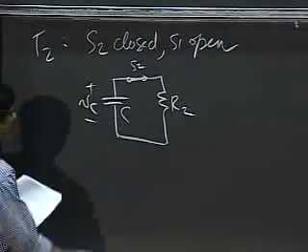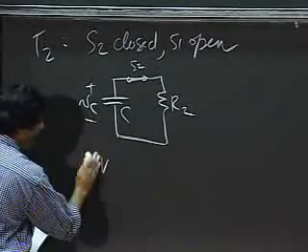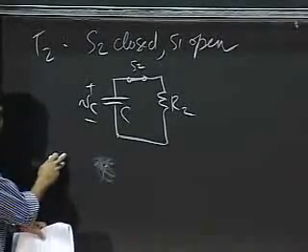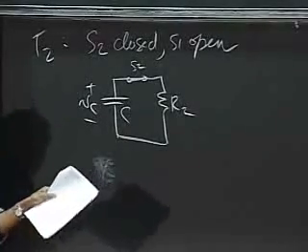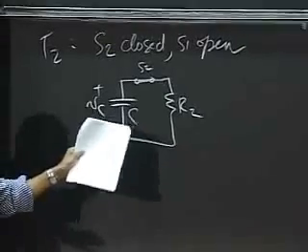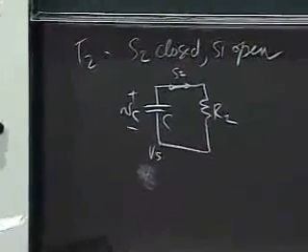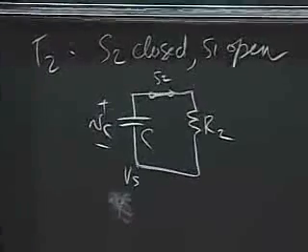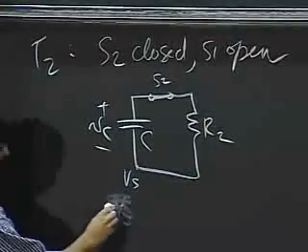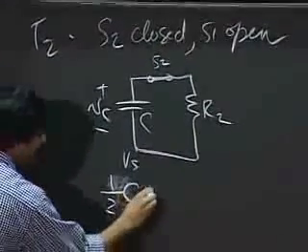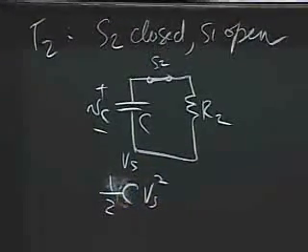So what's the initial condition on this? What is the value of VC initially? Remember, I allowed this capacitor to charge up fully, and so initially I have Vs on the capacitor. And so the energy on the capacitor initially is half C Vs squared. That's the energy on the capacitor.